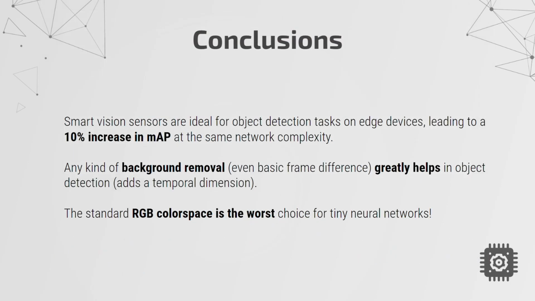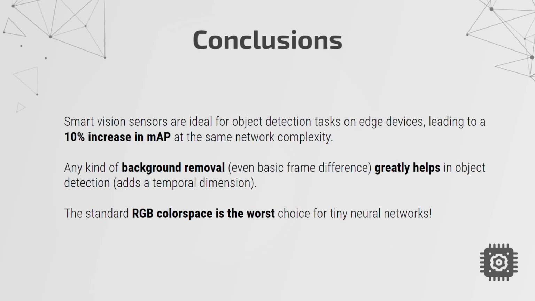So, in conclusion, in this work, we have seen how using a smart vision sensor can allow for a significant increase in the performance of an object detector. And in particular, on average, we can achieve a 10% increase in mAP by adding the motion bitmap as an additional input channel to our neural network.